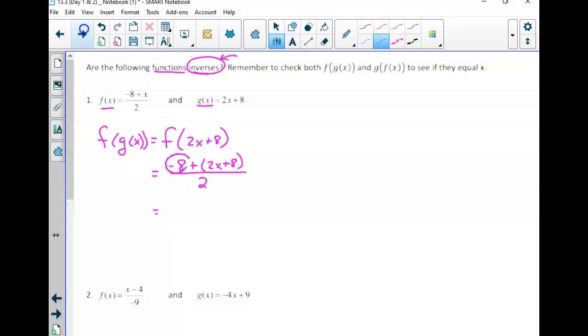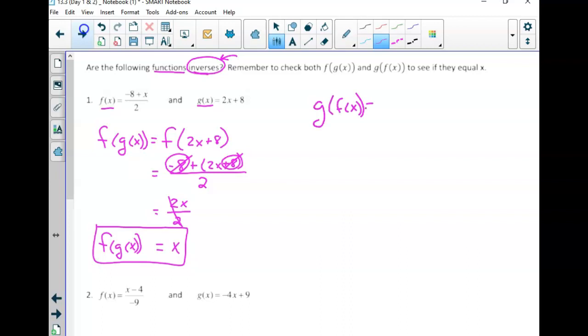Well, what do you notice here? I notice I got negative 8 plus 2x plus 8. I see those 8's fall out, and I'm left with a 2x over 2, and those are going to reduce. So that is going to equal just x, f of g of x equals x. Woohoo! Now that's not enough. We got to make sure g of f of x also equals x.